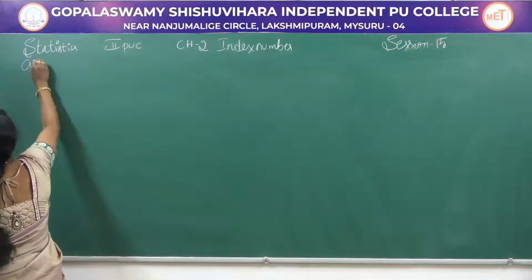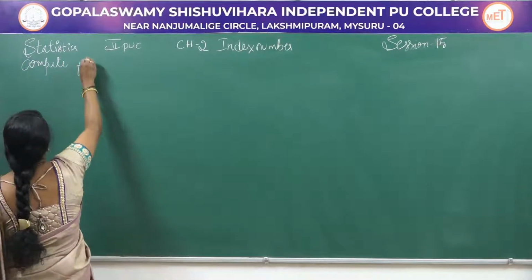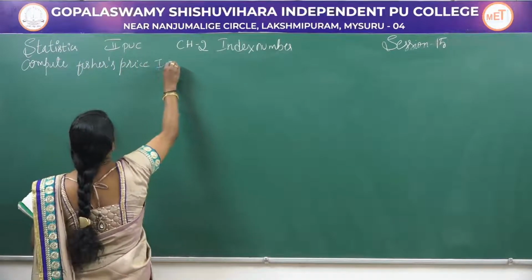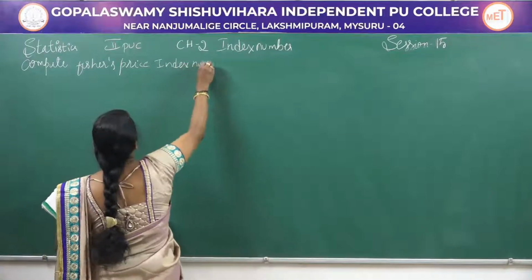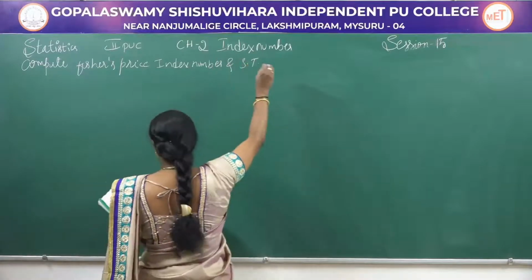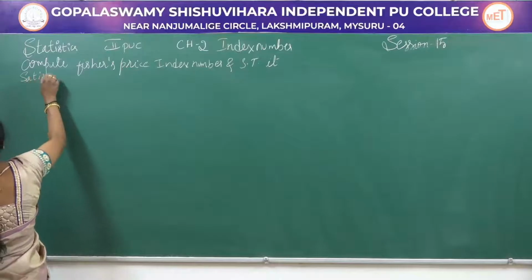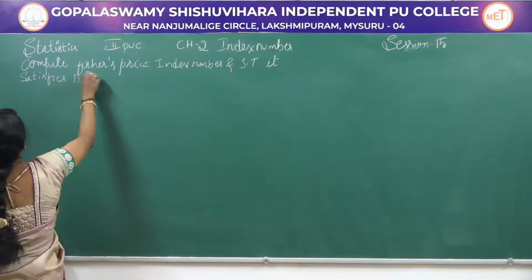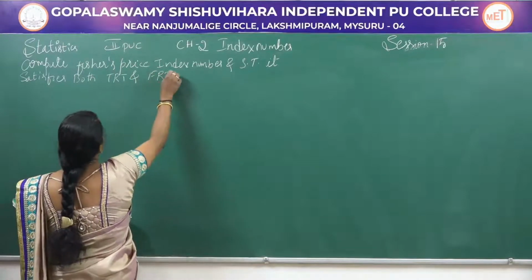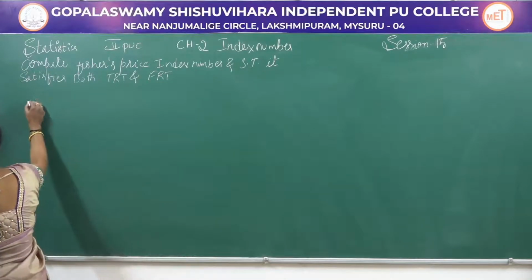Compute Fisher's price index number and show that it satisfies both TRT, that is time reversal test, and FRT, that is factor reversal test. This is the problem they have given.